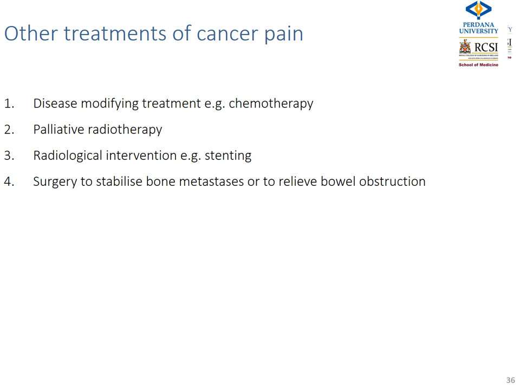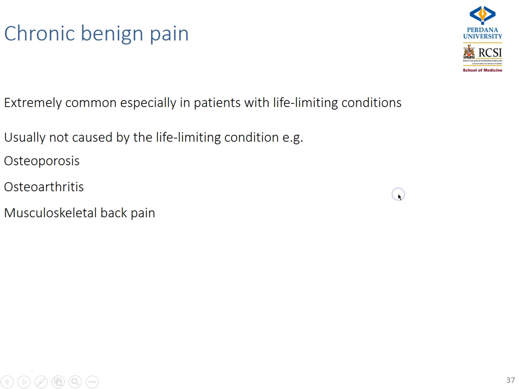There may be other treatments of cancer pain as well, other than pain relief with morphine. For example, chemotherapy may be helpful, sometimes palliative radiotherapy, sometimes stenting if somebody has pain through difficulty swallowing from an esophageal cancer, for example, or surgery to stabilize bone metastases in the lumbar spine or to relieve bowel obstruction.